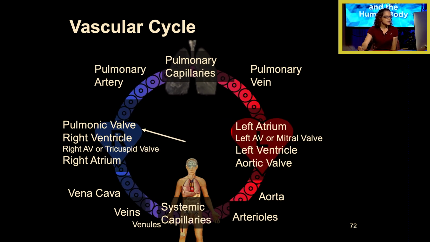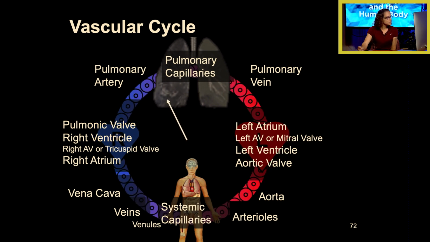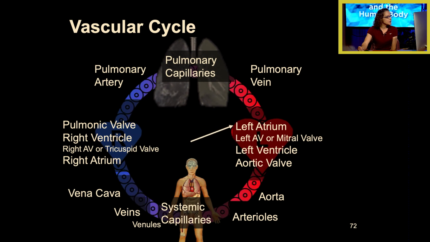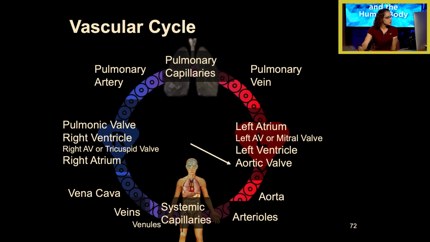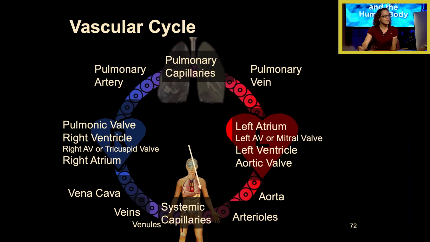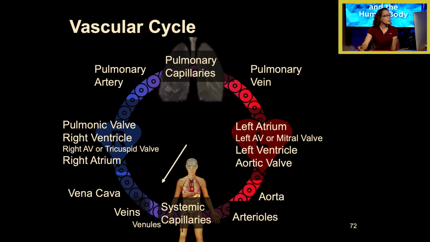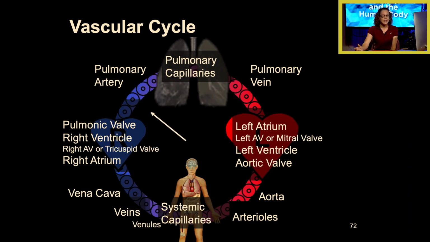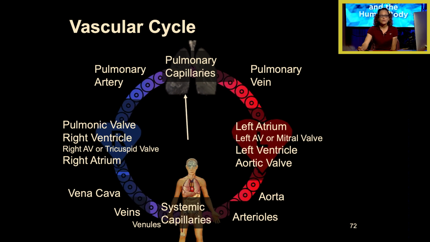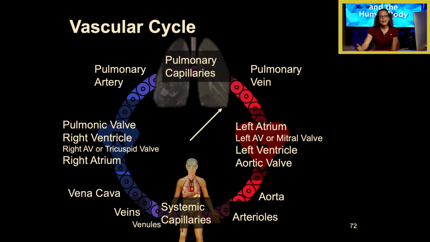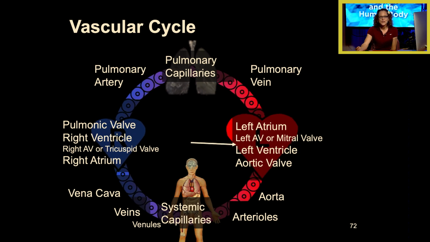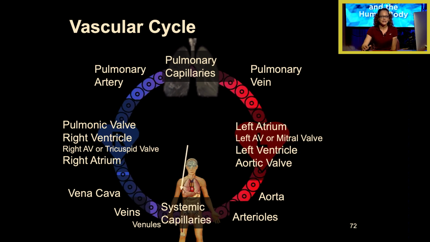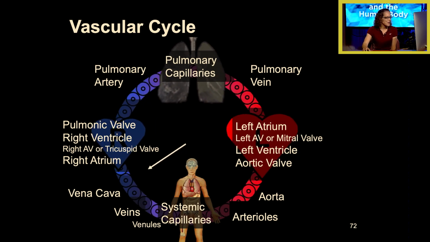The venous blood gets exchanged into the venules, into the veins, back up into the vena cava, into the right atrium, to the right AV valve, into the right ventricle, and to the pulmonic valve, where it then goes into the pulmonary artery and goes back up into the pulmonary capillaries so that gas exchange can occur. And we can get that oxygen back into the blood to start the cycle all over again. We're also going to be blowing off carbon dioxide at this stage. And again, we're going to talk more about that in a little bit.